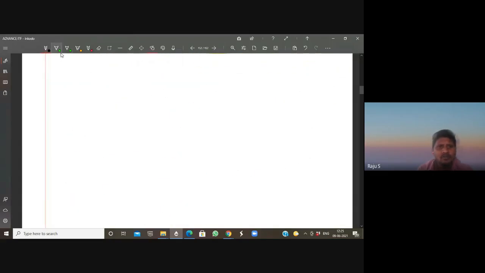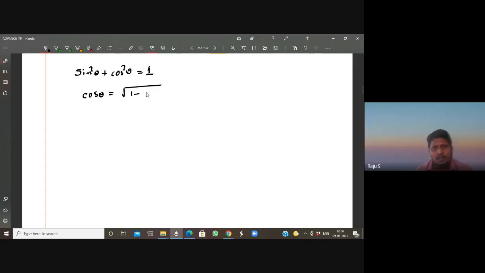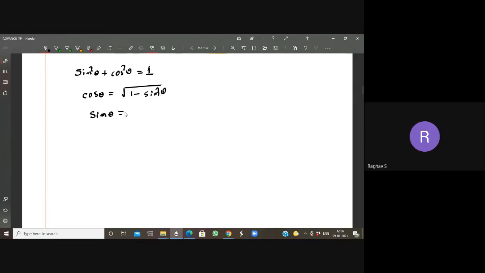Okay, next coming to trigonometric ratios that you know very well. What is sine theta into cosecant theta? 1. Sin square theta plus cos square theta is equal to 1. From that, cos square theta is equal to 1 minus sin square theta, right? Sin theta is equal to root over 1 minus cos square theta.